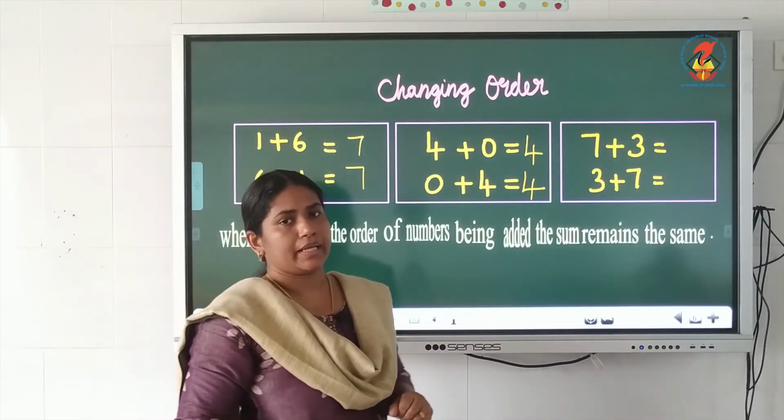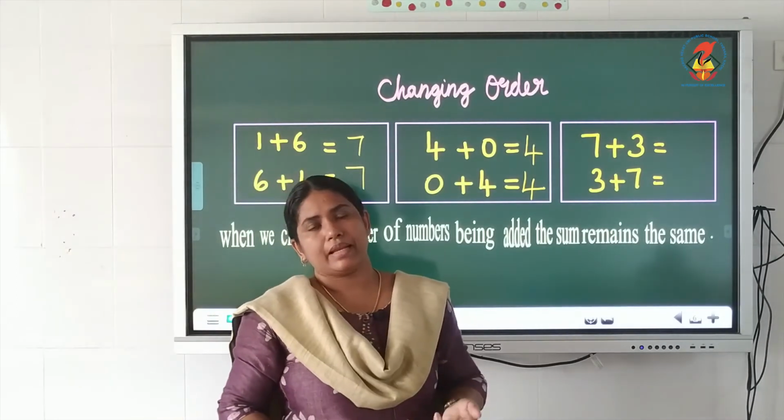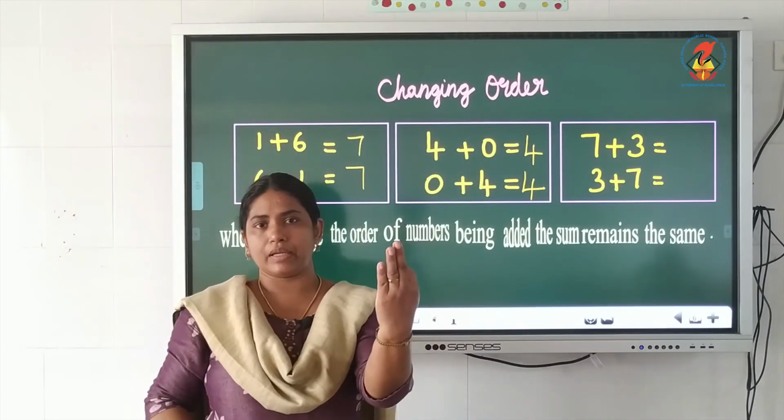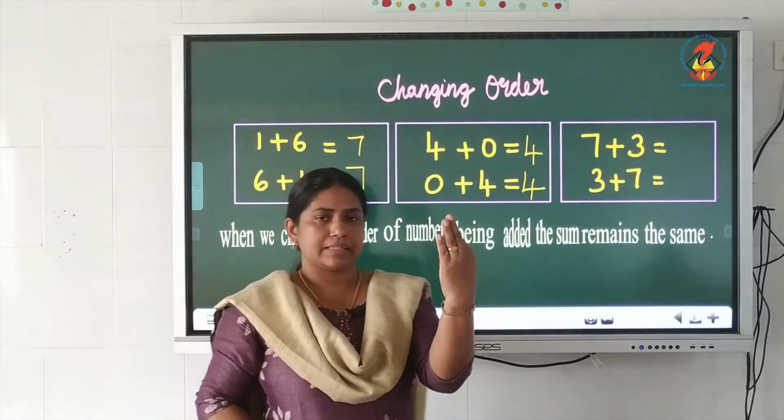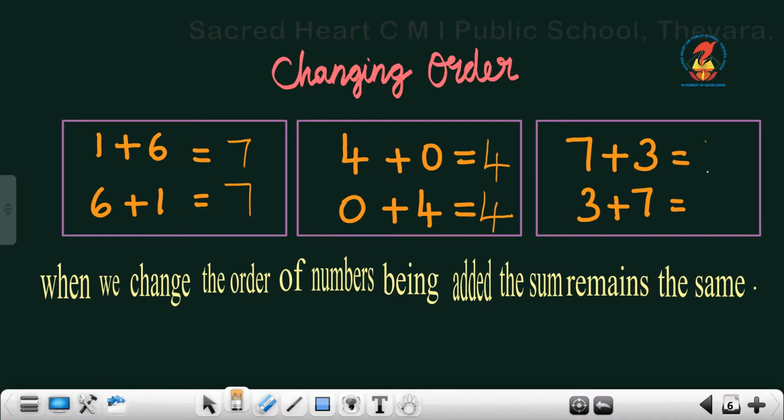7 plus 3. How will we find out the answer? Which is the big number? 7. Keep 7 in your mind. Take 3 fingers. Now after 7, 8, 9, 10. 10 is the answer. Here again 3 plus 7. So among these, which is the biggest number? 7. Keep 7 in your mind and take 3 fingers, and after 7, 8, 9, 10.